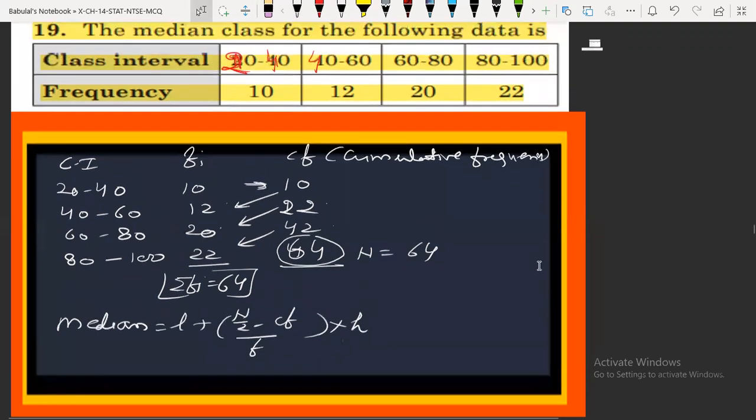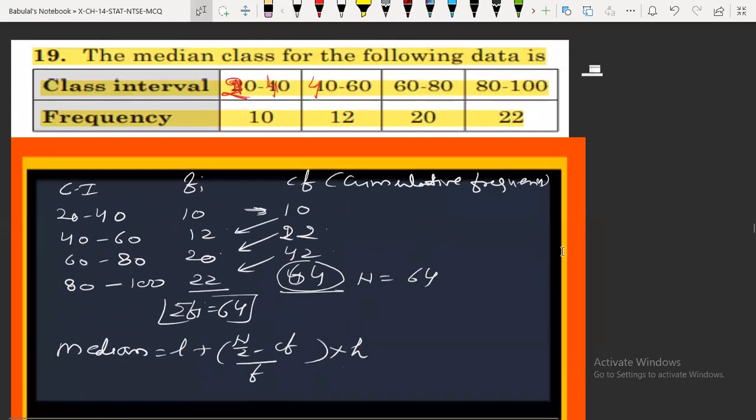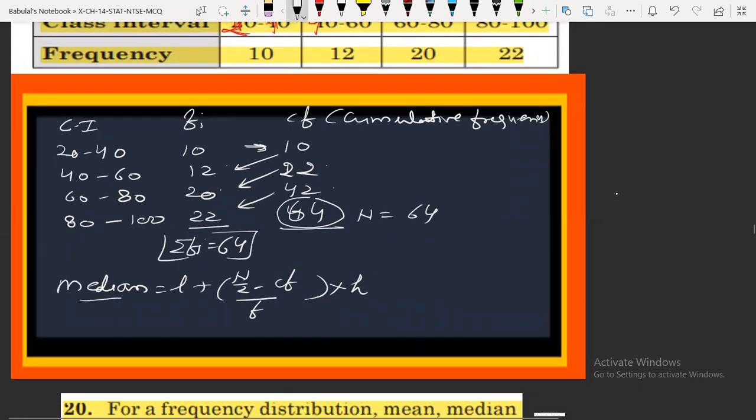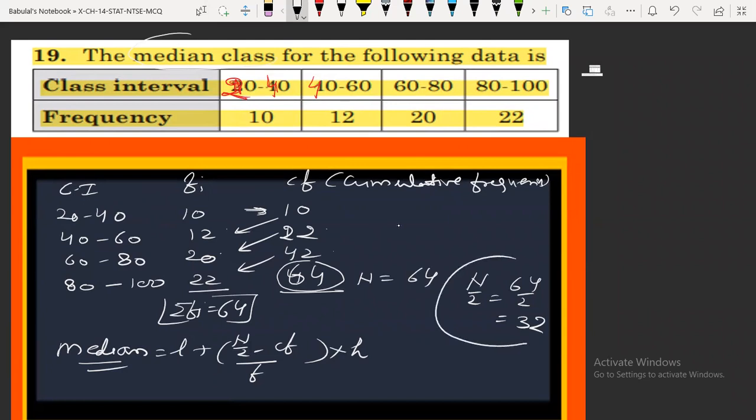ध्यान देने की बात यह है कि इसमें हम बहुत बड़ी गलती ये तब कर जाते हैं जब हमें मीडियन क्लास फाइंड आउट करनी होती है. ये मीडियन का फॉर्मूला है, लेकिन हमें इस क्वेश्चन में मीडियन नहीं फाइंड आउट करनी, हमें केवल यहाँ पे मीडियन क्लास फाइंड आउट करना है यहाँ पे. तो देखिए क्या करें. फॉर द मीडियन क्लास यू पुट n by 2 means 64 by 2, that is 32. ये आपको कैलकुलेट करना पड़ेगा.